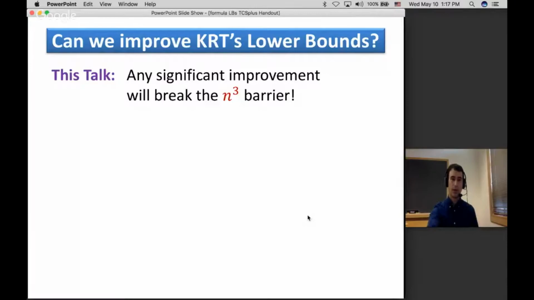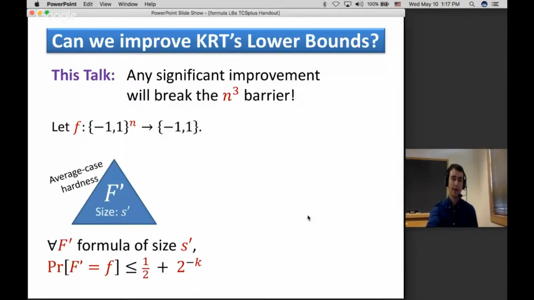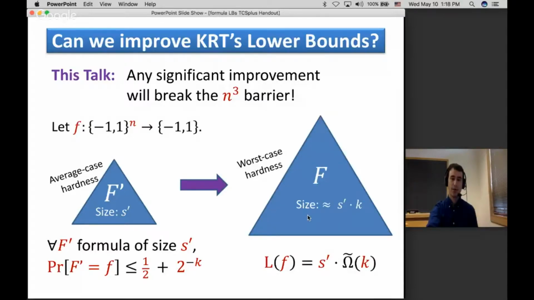Okay, so I want to return to my point that any significant improvement over the parameters in KRT would break the n-cube barrier. To be a little bit more precise, what is our result? We show that for any function, if you have average case hardness, so if you know that any formula of size S prime agrees with the function on at most half plus 2 to the minus k of the inputs, then automatically you get worst case hardness for a bigger size. If you want to compute this function on all inputs correctly, then you need size S prime times k. And this is really a size amplification hardness reduction. You go from hardness against size S prime to hardness against size S prime times k.